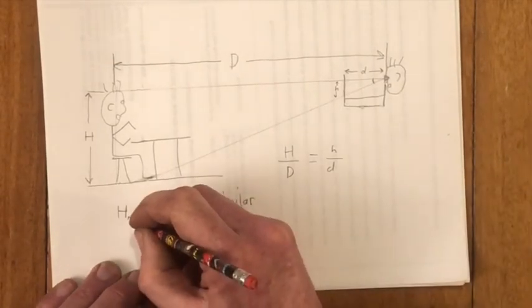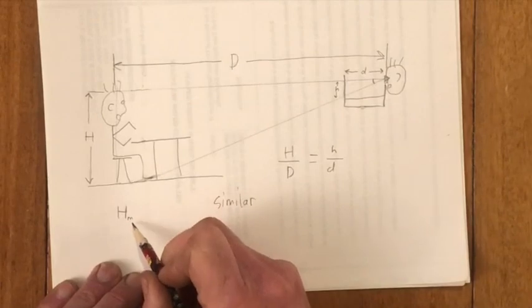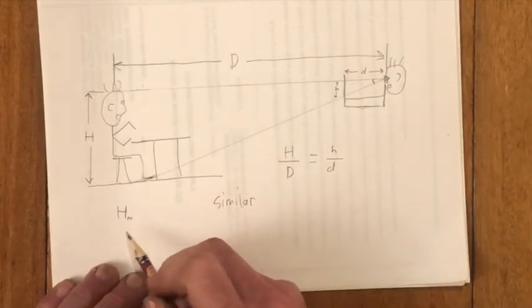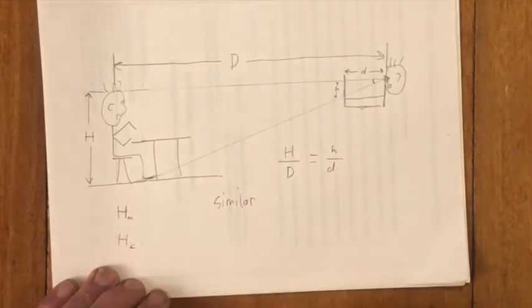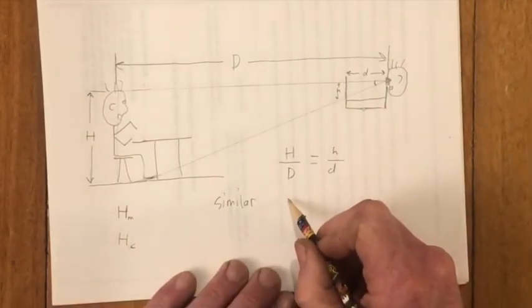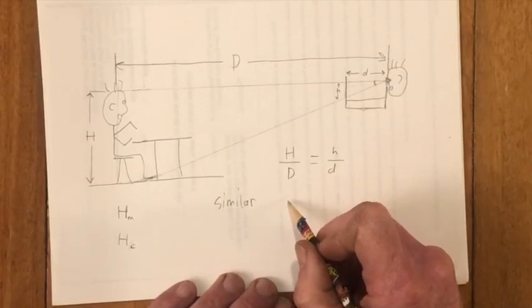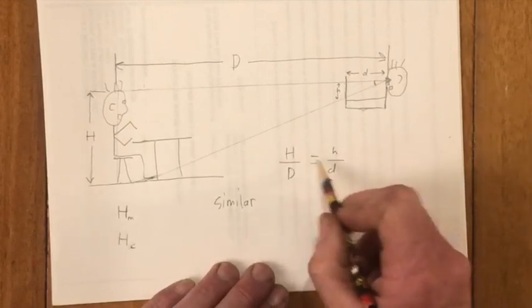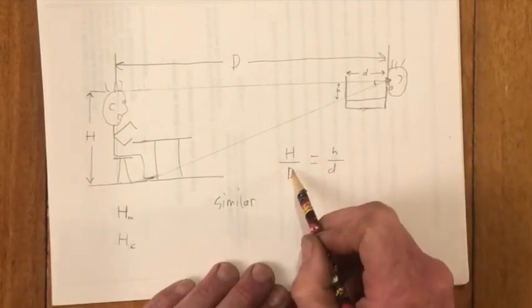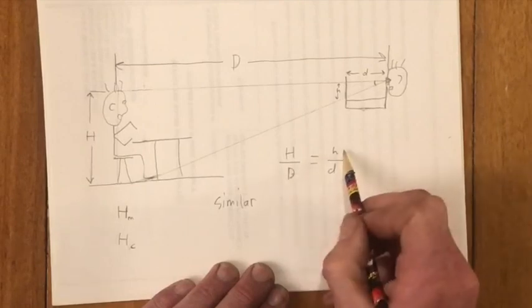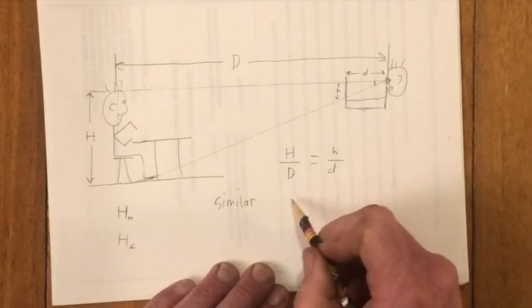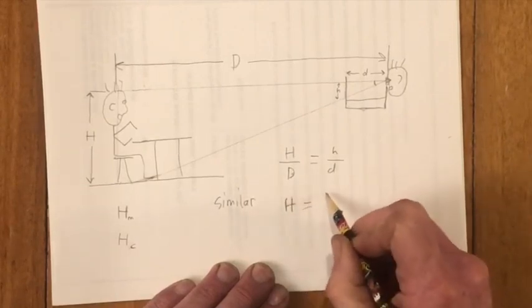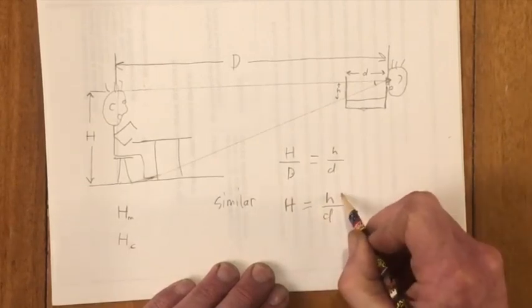We have H sub M. That's the H that we measured. But then we can also have H sub C. That's the H that we calculated. And we can calculate the H just like this. We can move this proportion around. This little d here, you can move it up to the top over here. If you multiply both sides by D, it ends up being H equals little h over little d times big D.